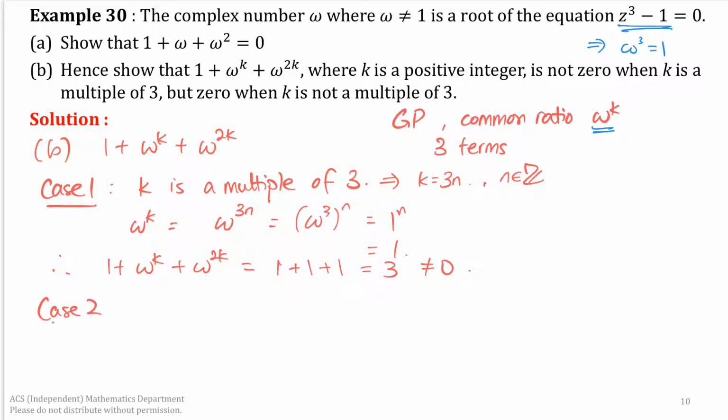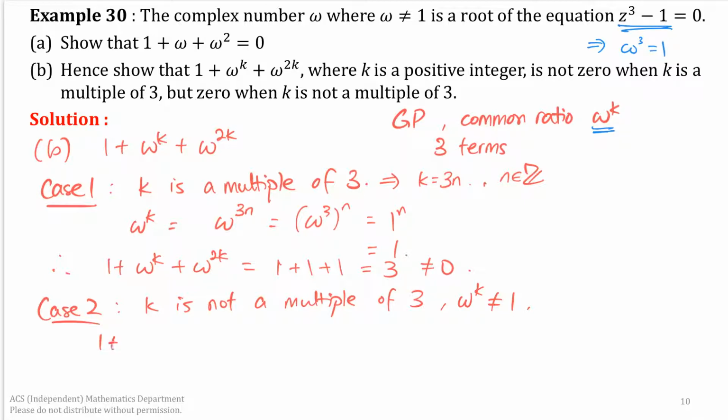Now case 2, if k is not a multiple of 3, well, then omega to the power of k is not going to be equal to 1. It's quite clear from the context. Earlier, when k is a multiple of 3, omega to the power of k equals 1. So now when k is not a multiple of 3, we won't get any interference into the value of omega to the power of k. It won't be 1, and so we do have a legitimate GP.